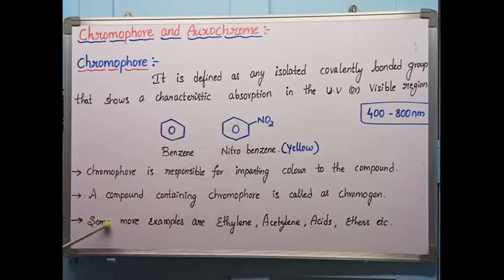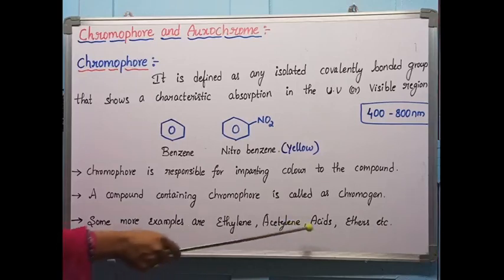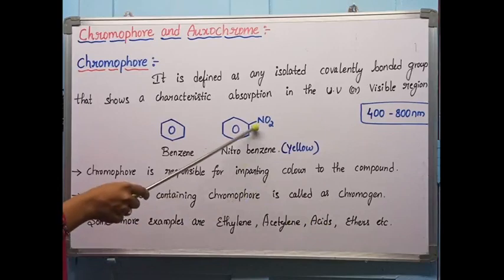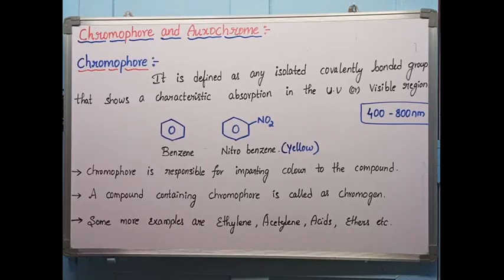And some more examples we can give: ethylene, acetylene, acids, esters, ethers, and you can give some more nitro compounds as examples for these chromophores. Almost all chromophores show unsaturation in their functional group. That means ethylene, if you observe, you can see a double bond. Acetylene, you can see a triple bond. Even all acids consist of a double bond. Ethers, and you can see even the NO2 group consists of a double bond. So that means what? Chromophores have unsaturation in their group.